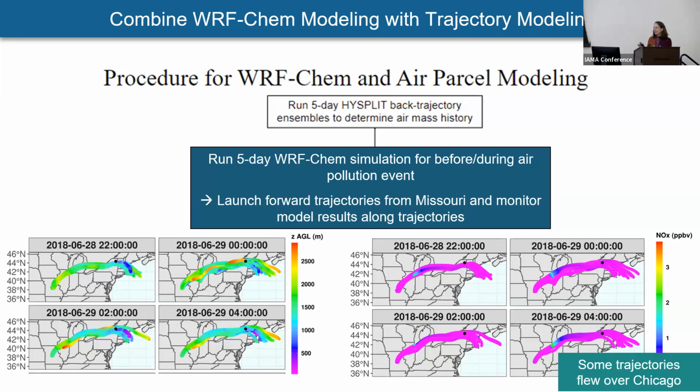And on the right shows the NOx concentrations of the trajectories, showing that some of these trajectories went over Chicago, getting NOx emissions from Chicago. So kind of an interesting combination of biogenic and then possibly anthropogenic VOCs and NOx entering the system.